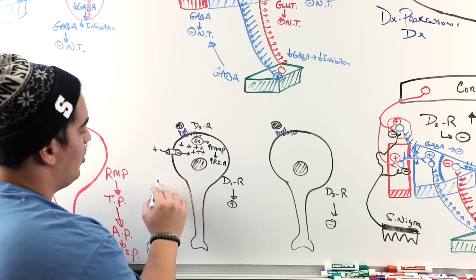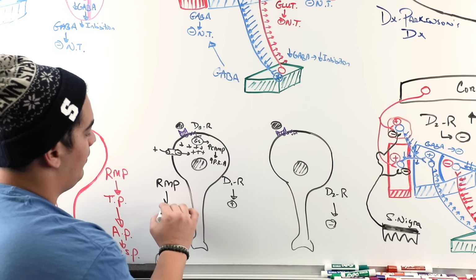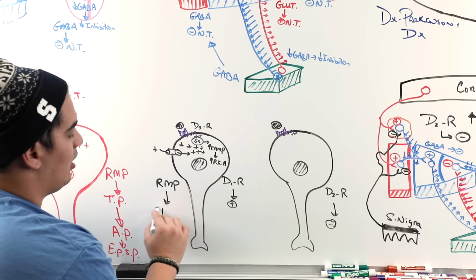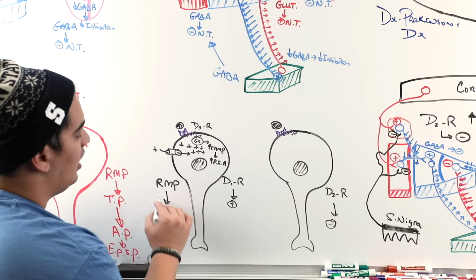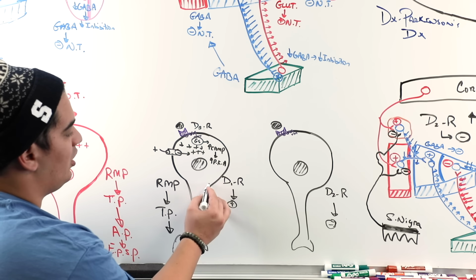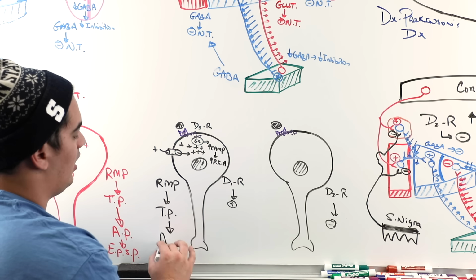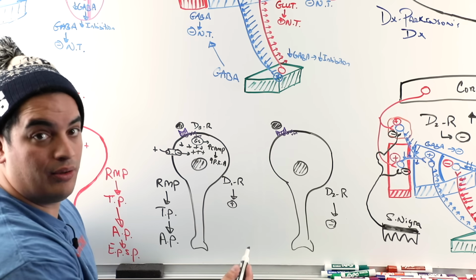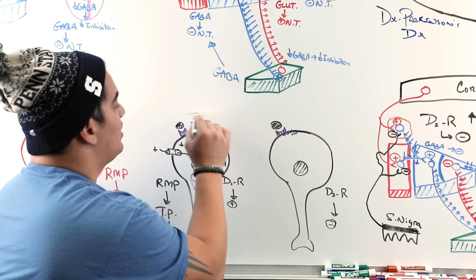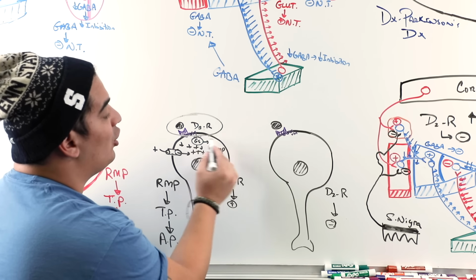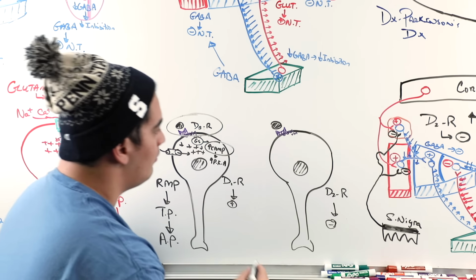inside of the cell. So normally you have a resting membrane potential. If you bring in lots of positive ions, that'll bring it to threshold potential. If you bring it to threshold potential, eventually you'll activate voltage-gated channels in the axon and lead to an action potential. Okay? So the D1 receptors, that's how they function, is by increasing cyclic AMP.